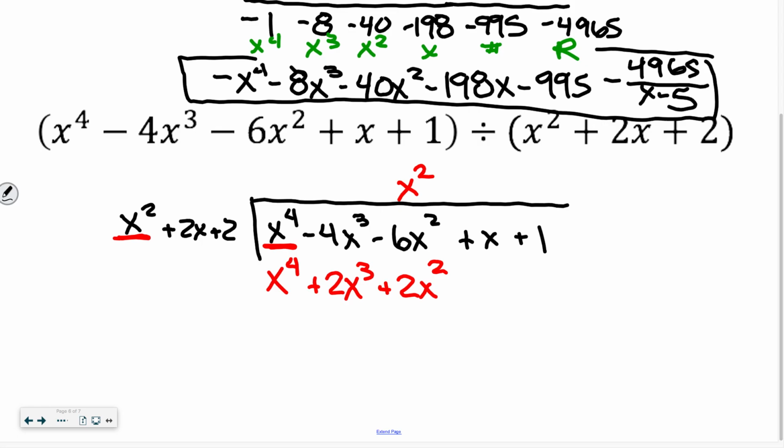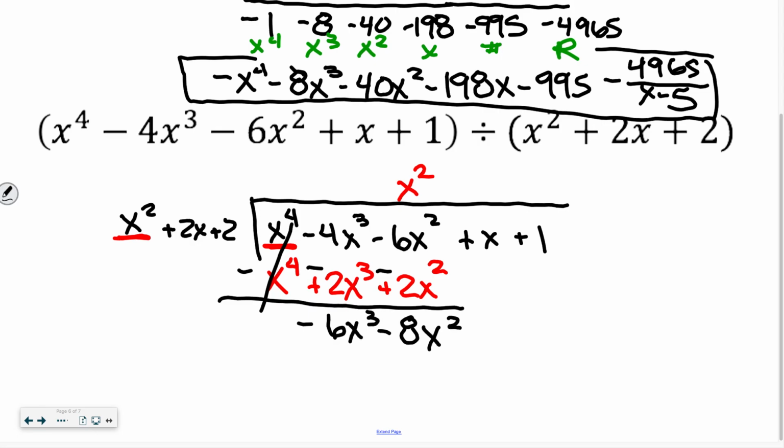Subtract them, change their signs, right? They're all being subtracted. If they all came out positive, then they're all going to be minus. So we're going to have negative 6x cubed minus 8x squared, and we'll probably have to pull down an x. If you want to pull down the x plus 1, that's fine.